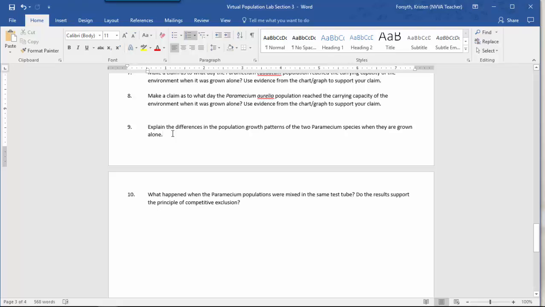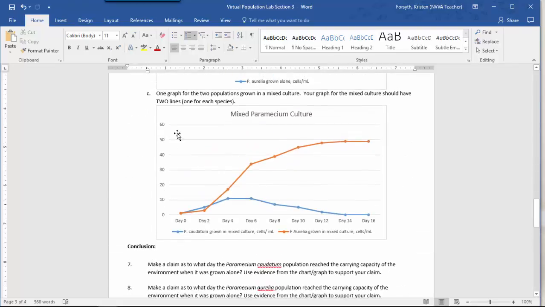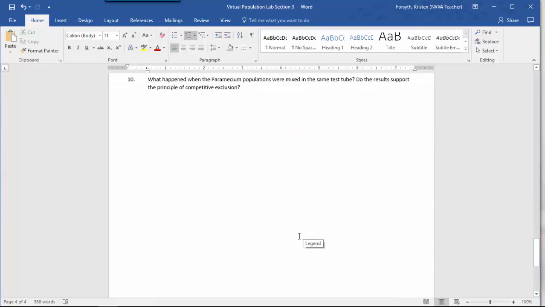And last two questions, the differences in growth patterns when they're grown alone. So why does this one actually grow, whereas when they're grown together, it dies off? Interesting. And then when they were mixed, does this support the law or the principle of competitive exclusion?